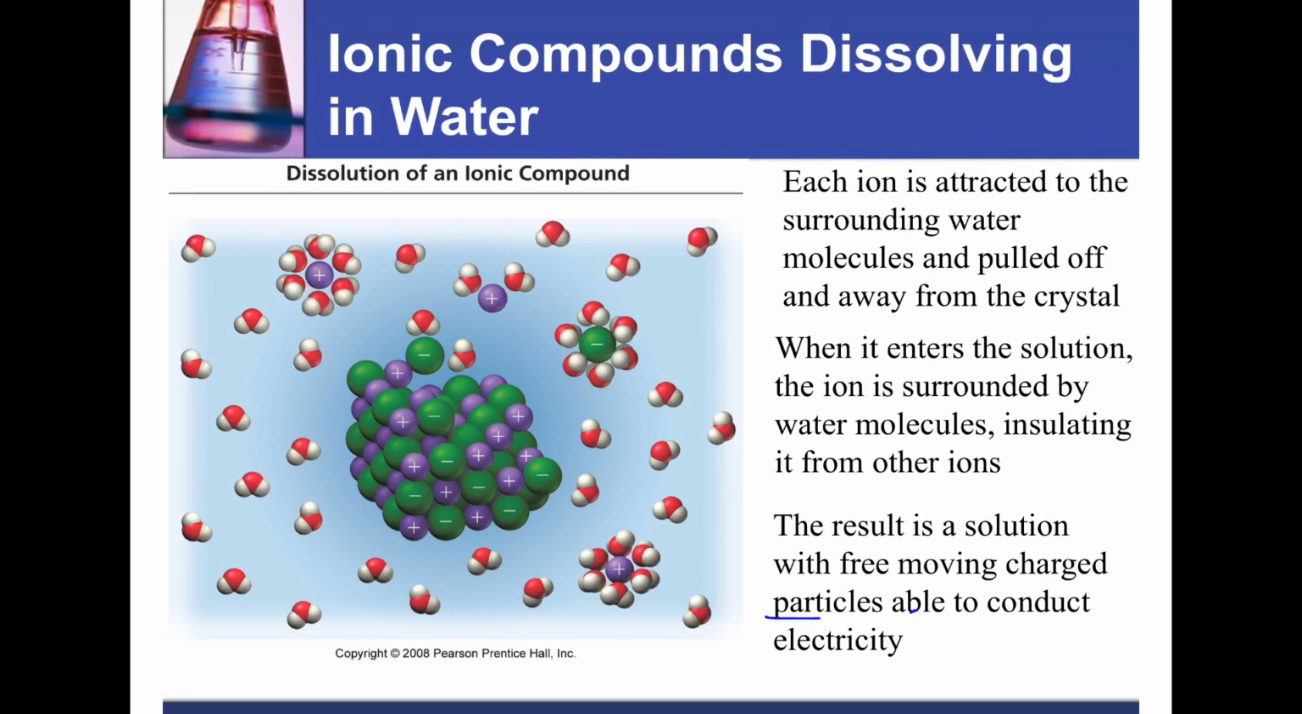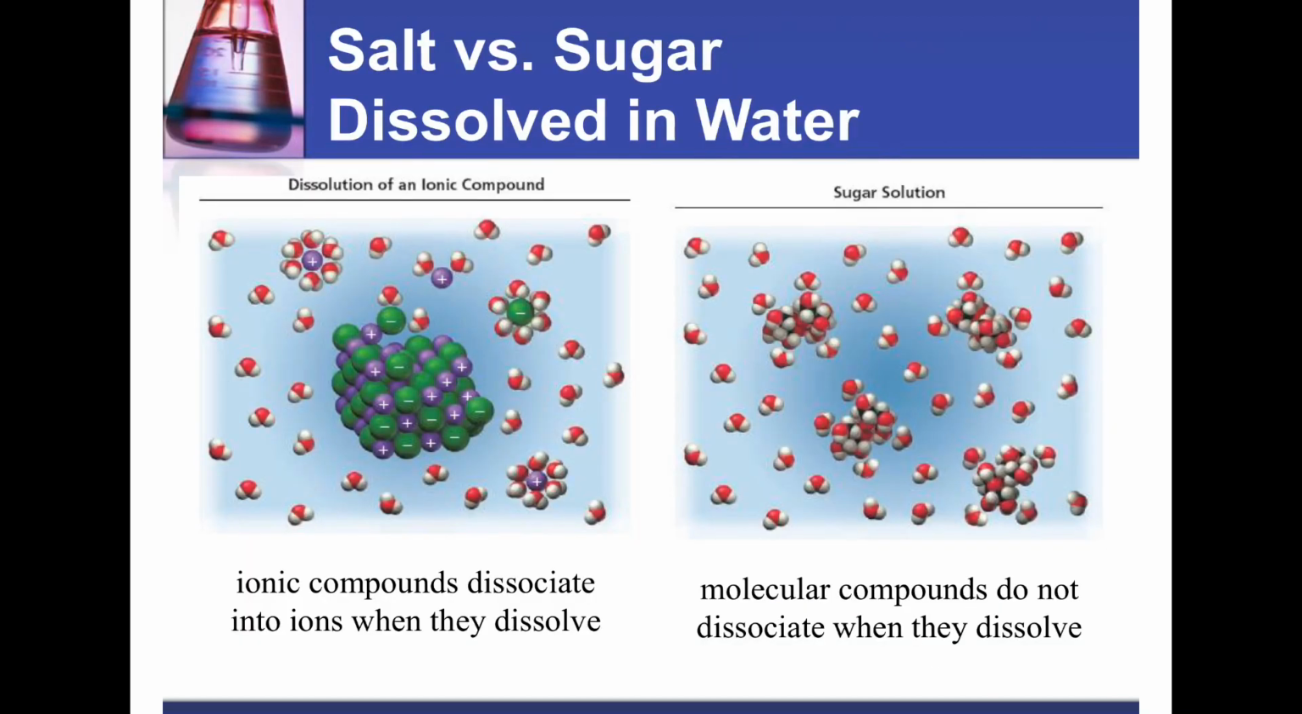Now that ability to conduct electricity is really important because that's what we call a strong electrolyte. Strong electrolytes are things that dissolve in solution and produce a lot of ions. And because they have a lot of ions, they can conduct electricity. So that's what happens when you have an ionic compound, a soluble ionic compound, in water.